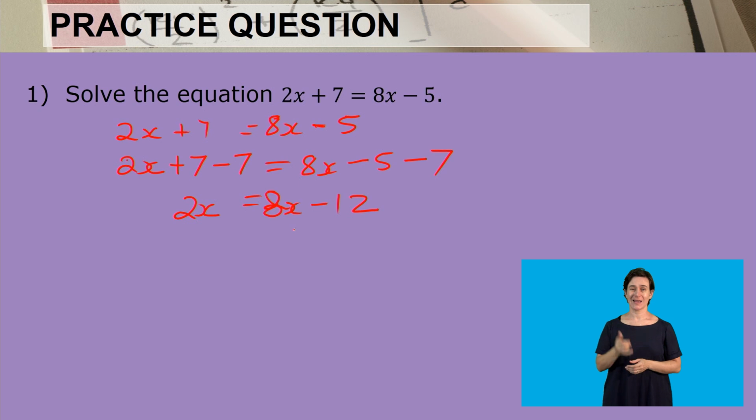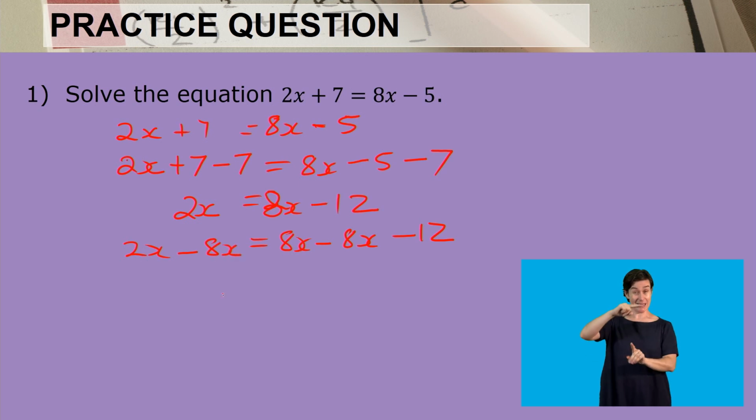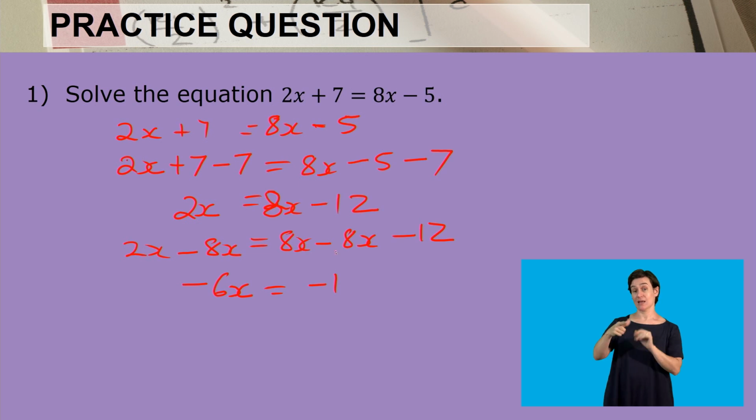Now we need to eliminate 8x, and we'll use the additive inverse of 8x, which is negative 8x. And what we do on the left, we also do on the right. So we're also going to have negative 8x. 2x minus 8x is minus 6x. And on the right, we'll have 8x minus 8x, which gives us 0, so we remain with negative 12.